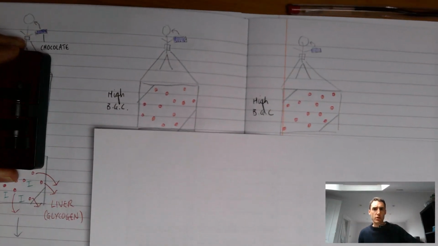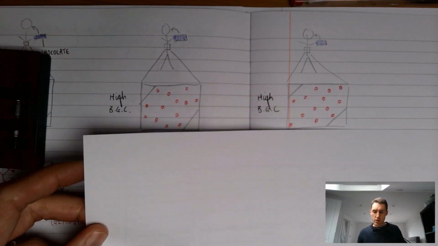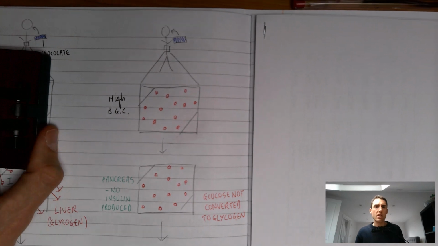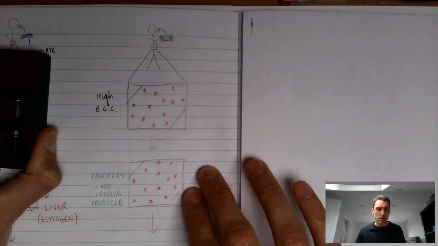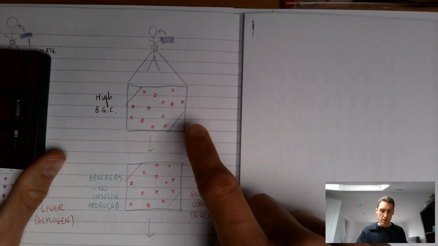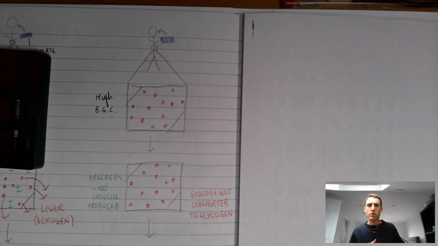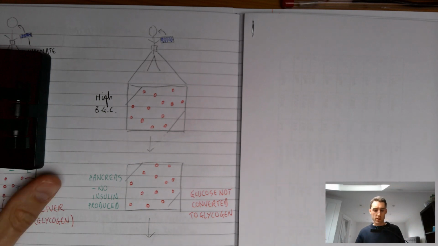Now, what we're going to do then is talk students through a couple of cases where this doesn't quite work. If I move over here, I'm just going to cover that one actually. So let's look at the second case. In this case, what can happen is that a person eats a bar of chocolate. So they've got a high blood glucose concentration. That's nothing new. That's exactly what we've seen before.